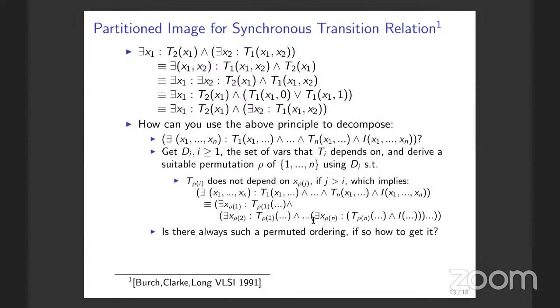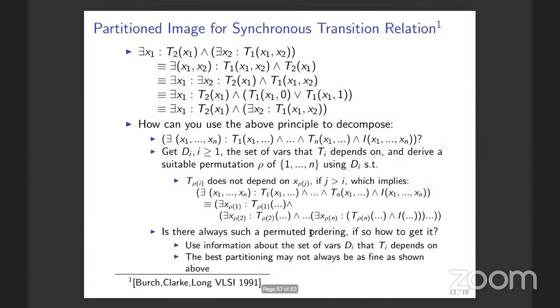So the real question is: is there always such a permuted ordering? If so, how can you get it? The idea is to use information about the sets of variables Di and Ti. To get the most optimal ordering, you would have to look at all permutations and then check if this condition holds. That itself is quite expensive, because looking at all permutations is quite expensive.